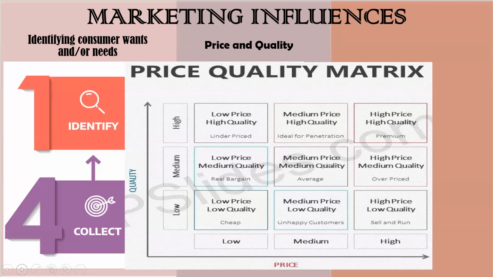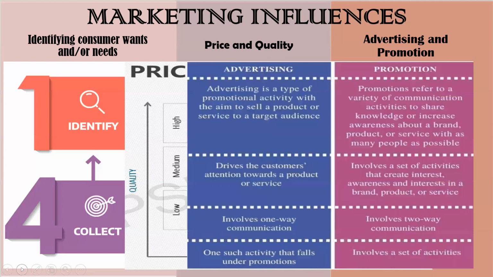Marketing influence. Next is advertising and promotion. We have to identify advertising and promotion. Advertising is a type of promotional activity with the aim to sell a product or service to a target audience. Advertising is one of the oldest types of marketing or promotion, which tries to influence the target audience to either buy or do something specific.